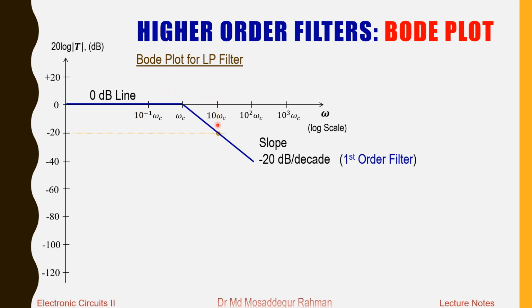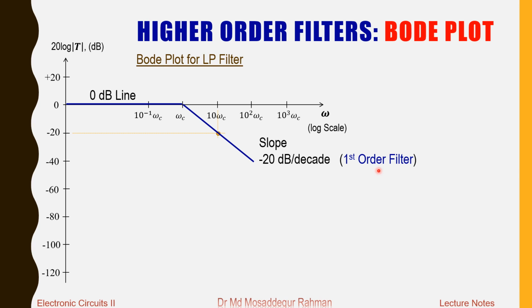So this filter, which has a slope of minus 20 decibel per decade, means that the gain falls at the rate of 20 decibel per decade. Every 10 times increase in frequency, gain falls by 20 decibel. So this type of filter is also known as the first order filter. In the bracket it is written as first order. So all the filters that we have discussed so far are actually first order filters.